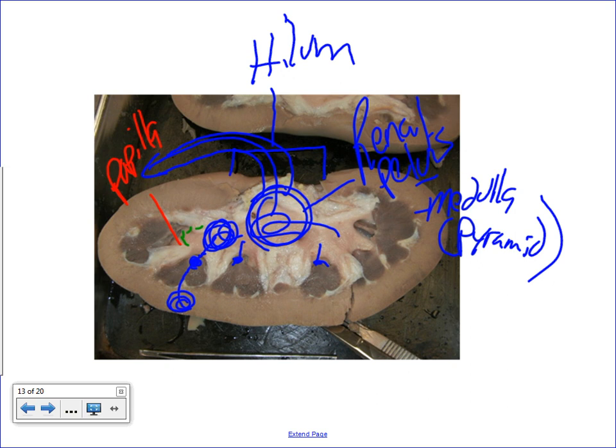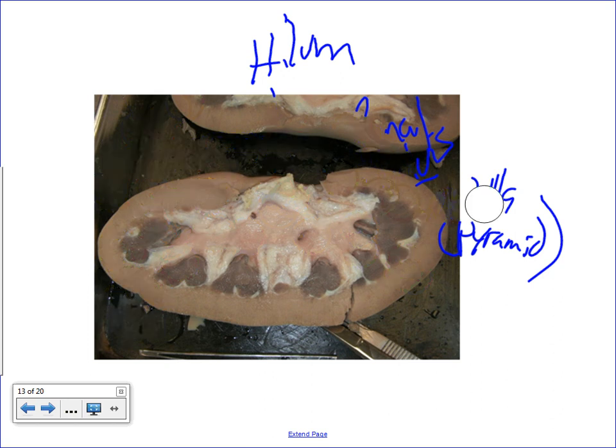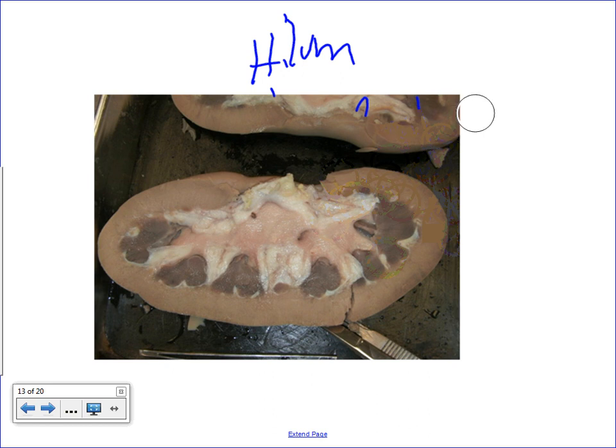It's very important that you understand these basic anatomic features of the kidney, because, like I said, when it comes to understanding the microscopic aspect of these, you have to get your bearings straight, or else you're just going to be completely lost. Now, a couple other structures that I want to mention, and then that'll be about it for this video. There are spaces in between the pyramids that we like to call the renal columns.